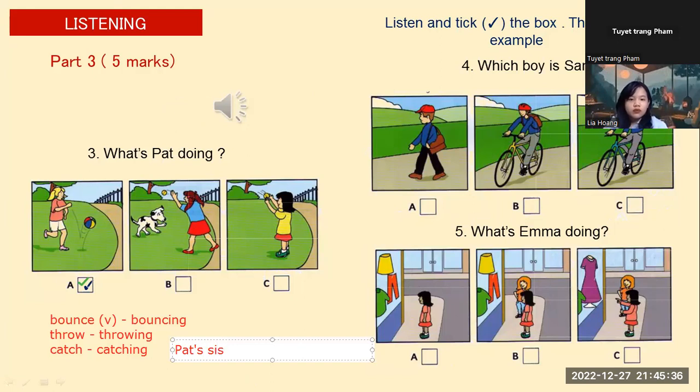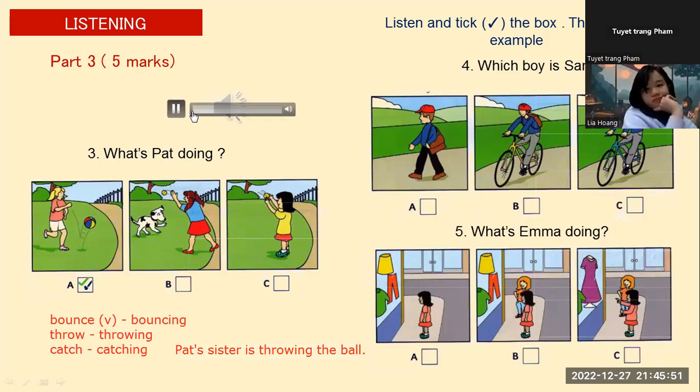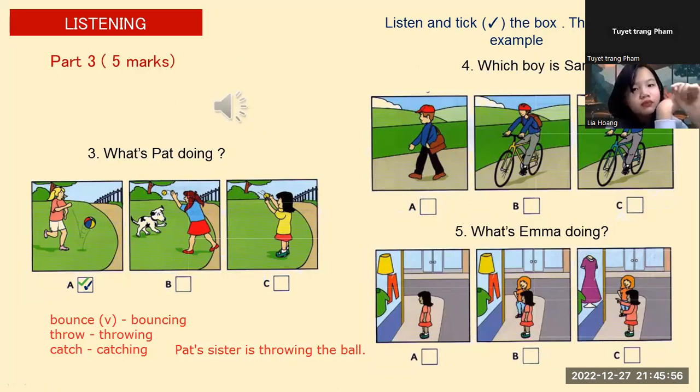Okay, now, why do you... Can you see the tick? Now, can you hear clearly? Con có nghe rõ không nào? Now, what is this wearing? Why do you choose picture B? Cô không nhìn thấy màn hình ạ. Sao vậy nhỉ?